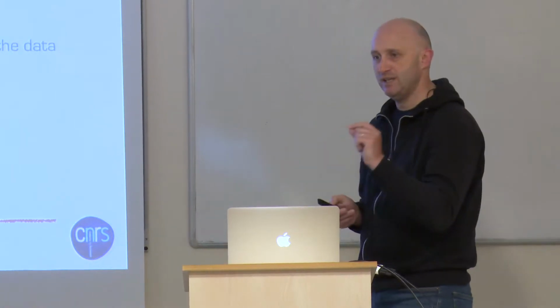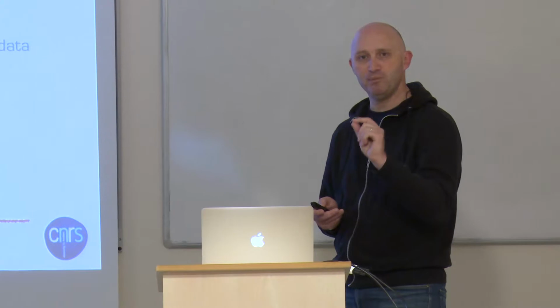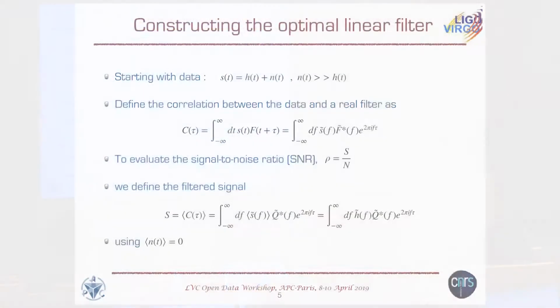If you have a signal that's buried in Gaussian noise, the optimal method for detecting that signal is called matched filtering. It works by correlating a known template, or a known waveform model, against the data. So how do we construct the optimal filter?